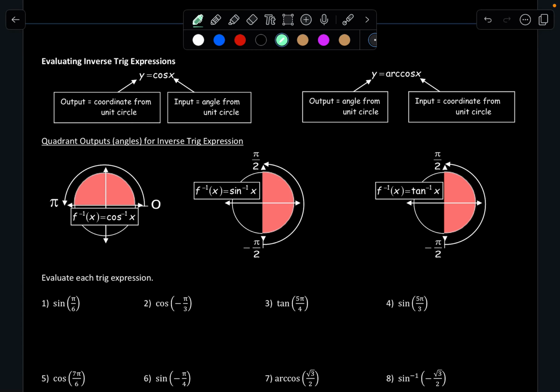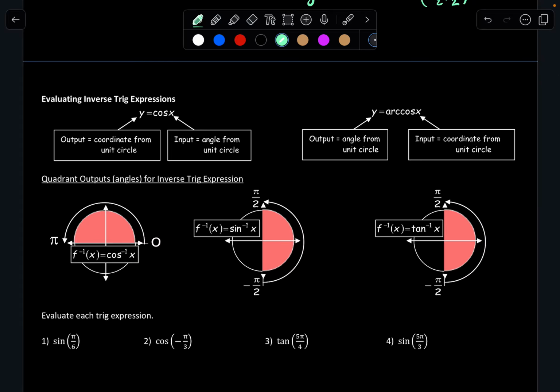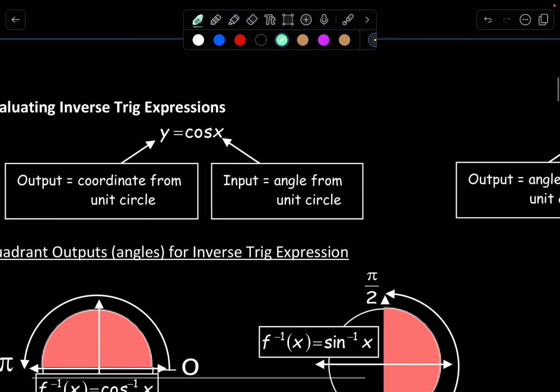So this is the next topic in Unit 13. We're going to be evaluating inverse trig expressions using what we discussed in the previous video. So what I want to look at first is what these expressions will look like. For non-inverse trig expressions, I don't like how this is set up. I need to change this.